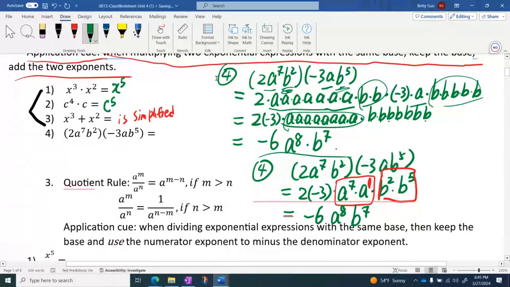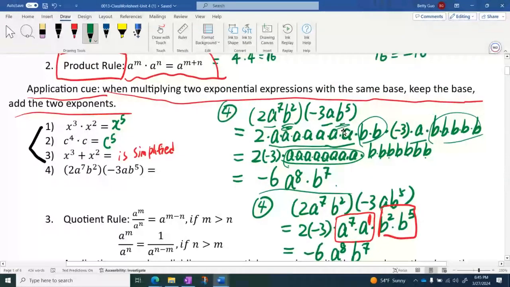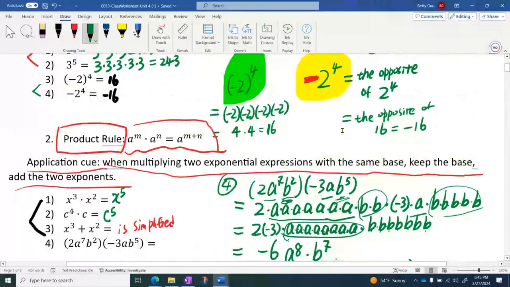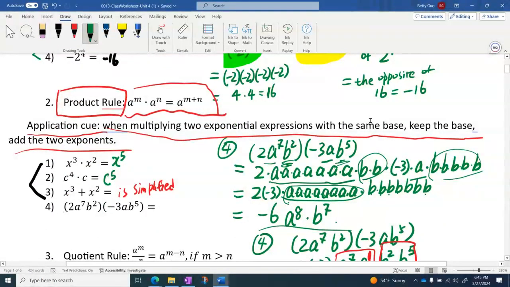At least you need to know the first method, because when we learn more formulas, you're going to start to get confused. At least you can use the most basic definition to get it done. All right, any questions about the first formula or the first rule, the product rule? Ask yourself two questions. When do we apply this rule?